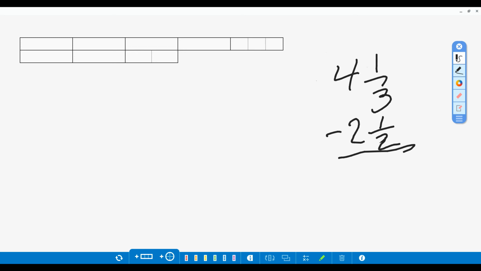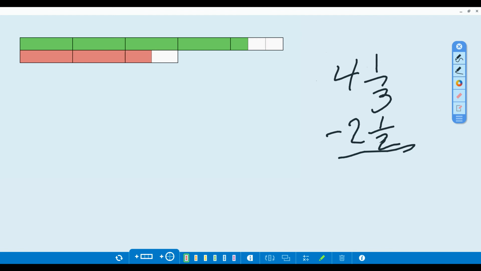All right, let's say for a moment that we had the problem 4 1/3 take away 2.5. So what that would look like on our model is we would have 4 equal sections shaded in, or 4 wholes shaded in, and then 1/3 of another whole. Now, what we're taking away can be shown in the red.